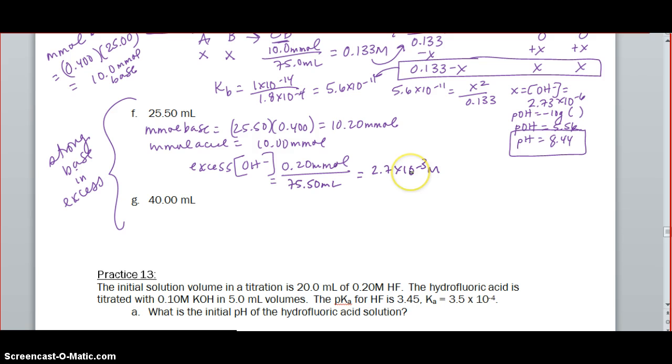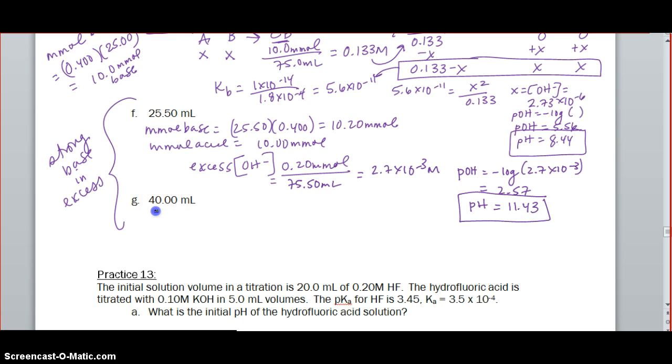So that's the OH minus that's present and diluted, right? So we can get a pOH from that by doing the negative log of 2.7 times 10 to the negative 3rd. So the pOH comes out to 2.57. pH is just 14 minus that, so 11.43. So again, a very small amount of strong base is in excess, and look what it does to the pH. So it went from 8 all the way up to 11.43.